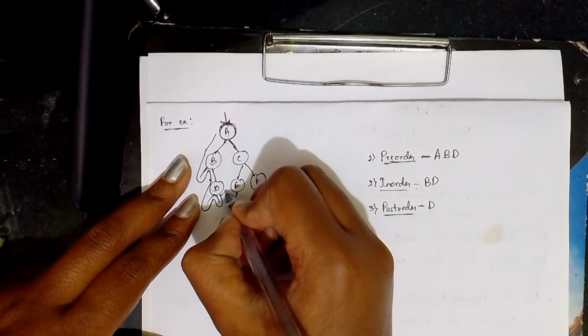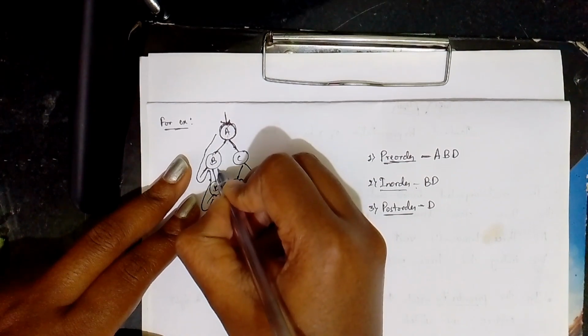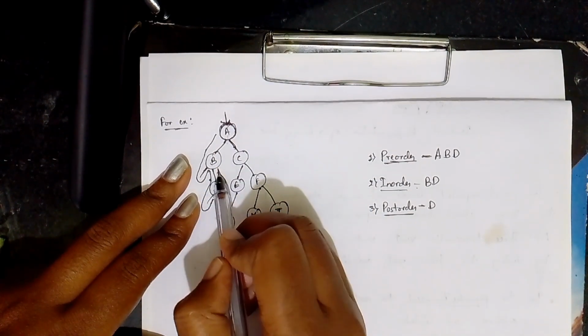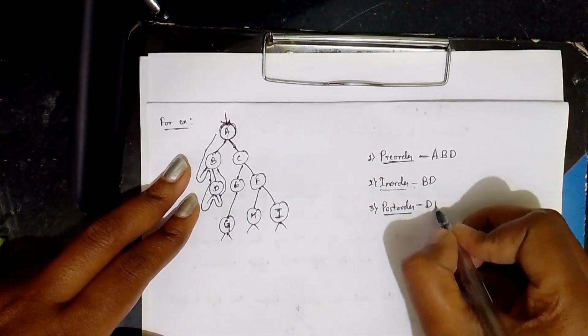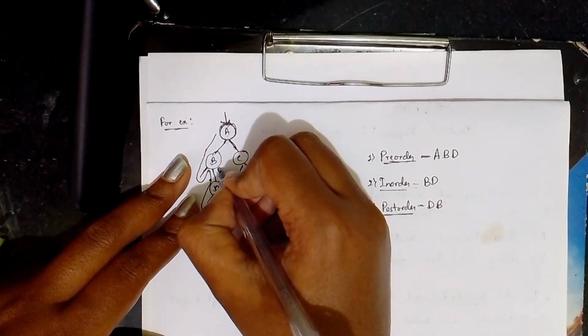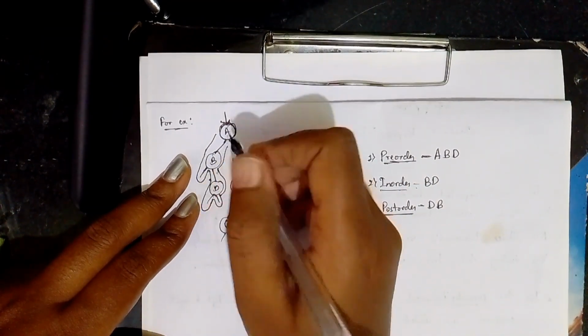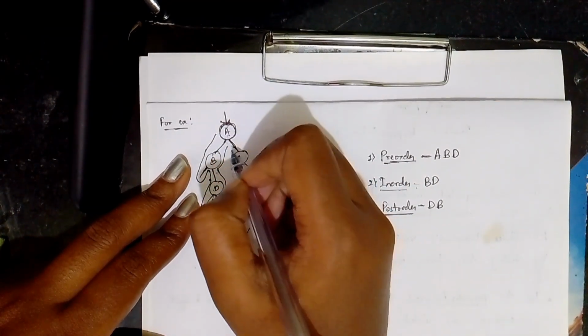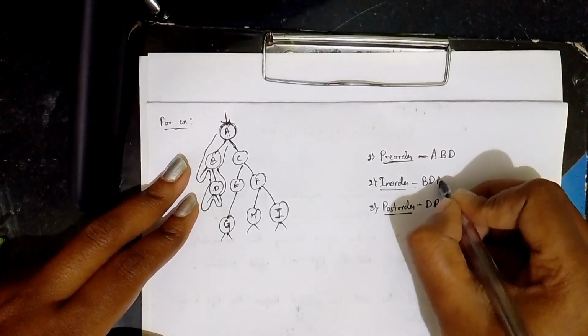And again, from here, we have to move towards B again. We are visiting B for the third time. Then we have to write this B in post order. And moving towards A. Here we are visiting A for the second time. So it will go in order.